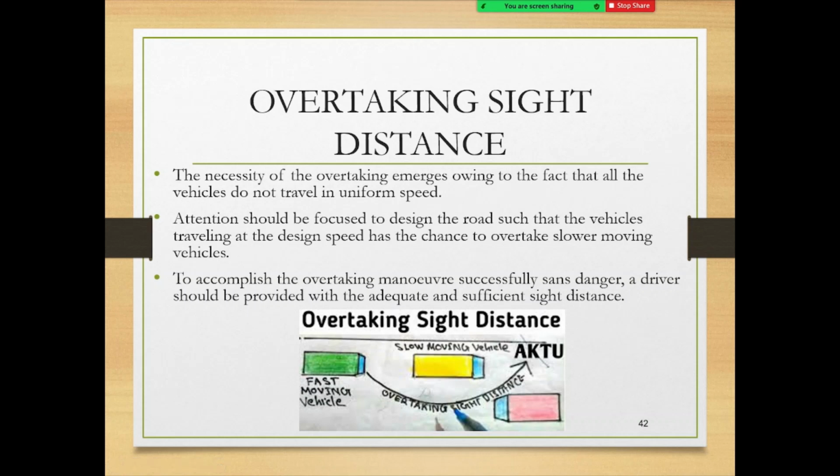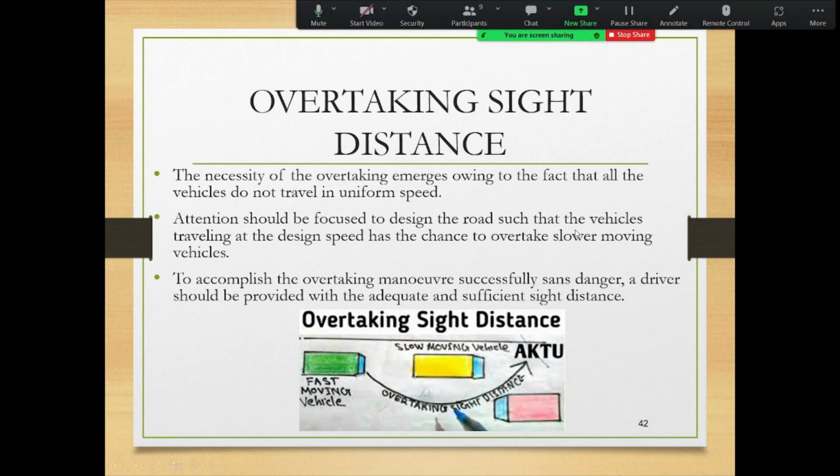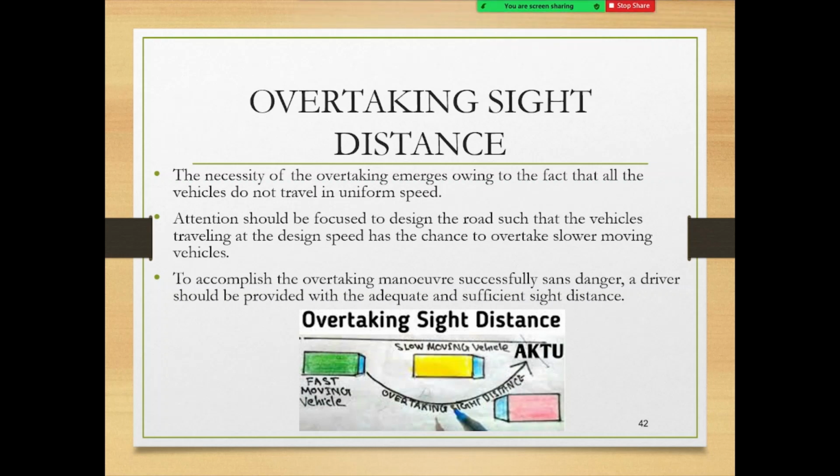Then we are going to discuss overtaking sight distance, or passing sight distance. The necessity of overtaking emerges owing to the fact that all the vehicles do not travel at a uniform speed. So don't think that overtaking is a crime. In this country, people have a kind of supposition, an opinion, that overtaking is a crime. It's not a crime. It's a necessity.